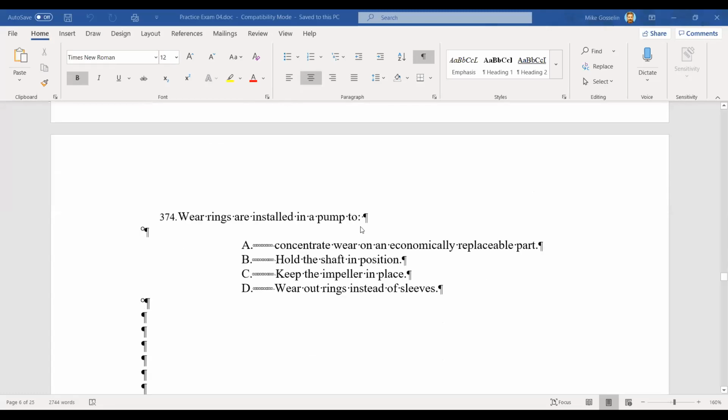Wear rings are installed in a pump too. This question will be on your exam for sure, or something very similar.